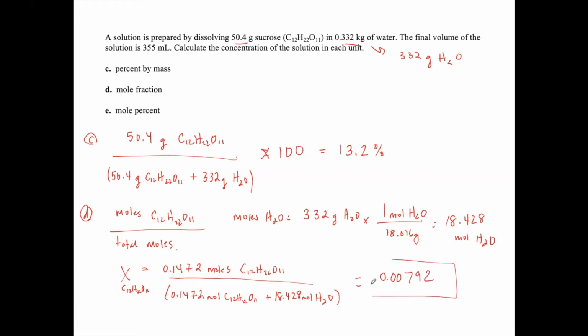Okay, so that's your mole fraction. It's unitless, right? And then mole percent is just going to be that number times 100. Okay. So our percent by mass is 13.2, our mole fraction is 0.00792, and our mole percent is 0.792%.